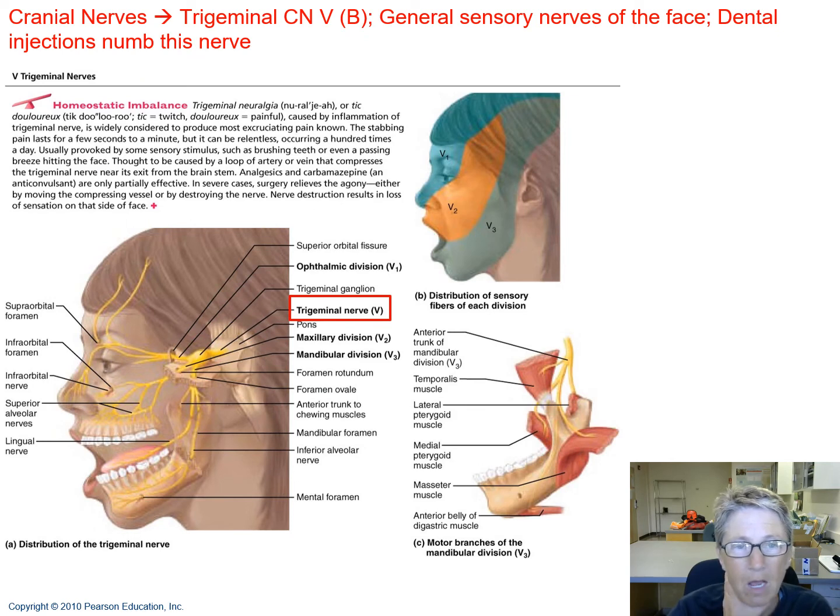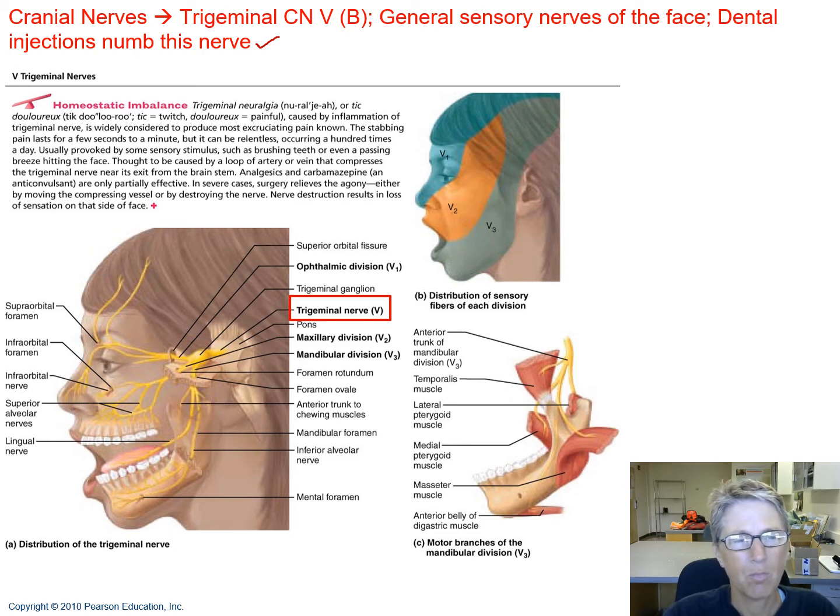So one more slide on the trigeminal. If you're going to be a dentist or a dental hygienist, when you go to the dentist, you numb before they're going to do some painful thing to your mouth. The dental injection they give you will be numbing the trigeminal nerve. So you can say that to your dentist next time and look real smart.